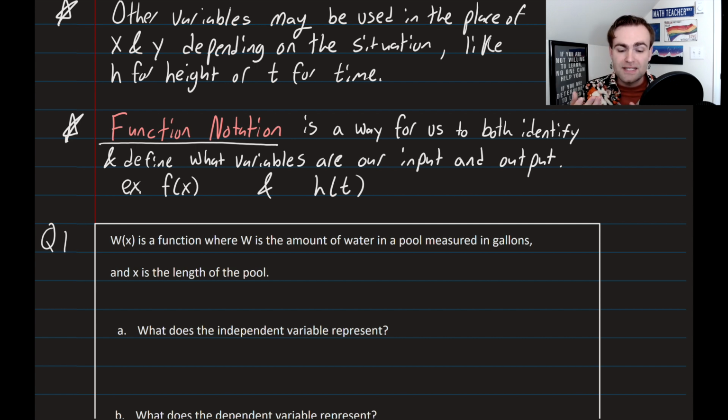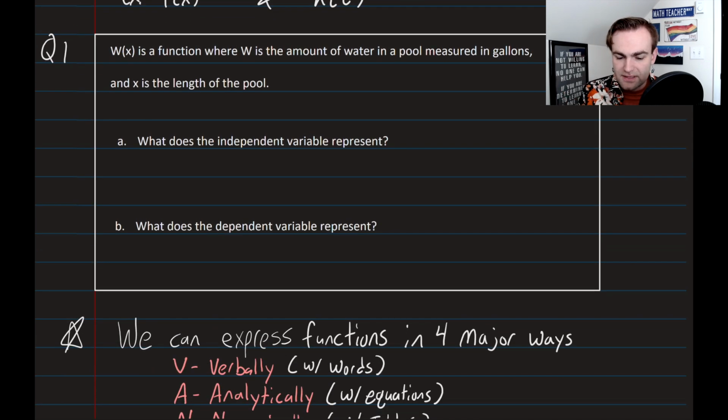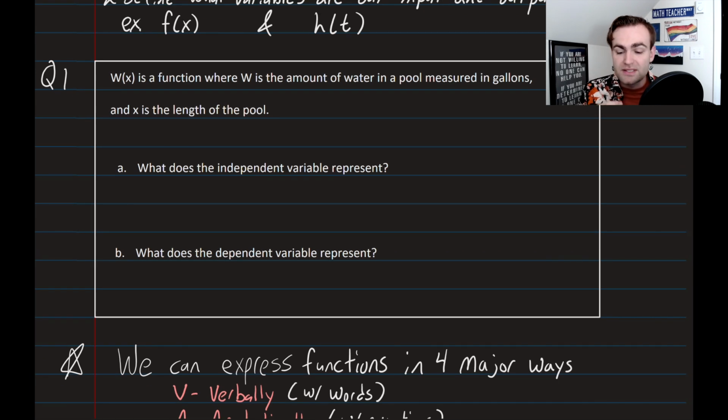So let's try to identify what our inputs and outputs are in a question. We have w of x is a function where w is the amount of water in a pool measured in gallons, and x is the length of the pool. What does the independent variable represent? Well, if we look at the function notation itself, we have w of x, which means that x is our independent variable. And x in this case is defined as the length of the pool. So the independent variable is the length of the pool.